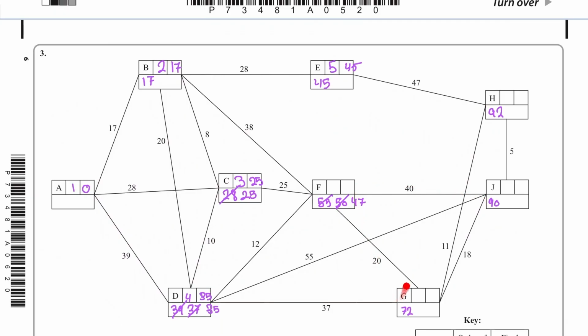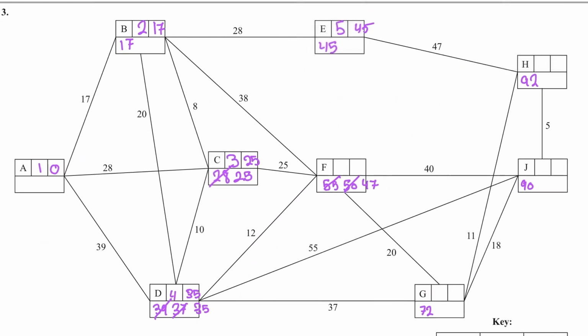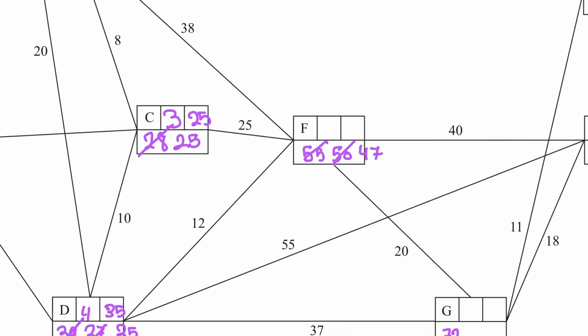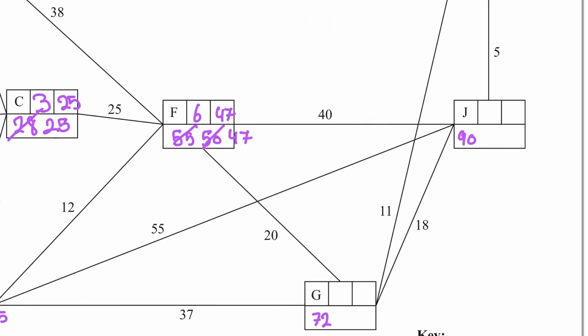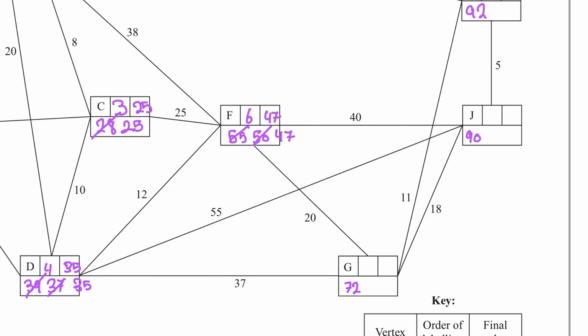So we want to pick the smallest one, which is F over here, and it has a final value of 47. So we want to lock that in. So we're going to go here. This one was which one? This one is going to be number 6, and it has a final value of 47. Now we want to connect everything that has not been connected so far to F. So that's going to be edges that connect FJ and to G as well.